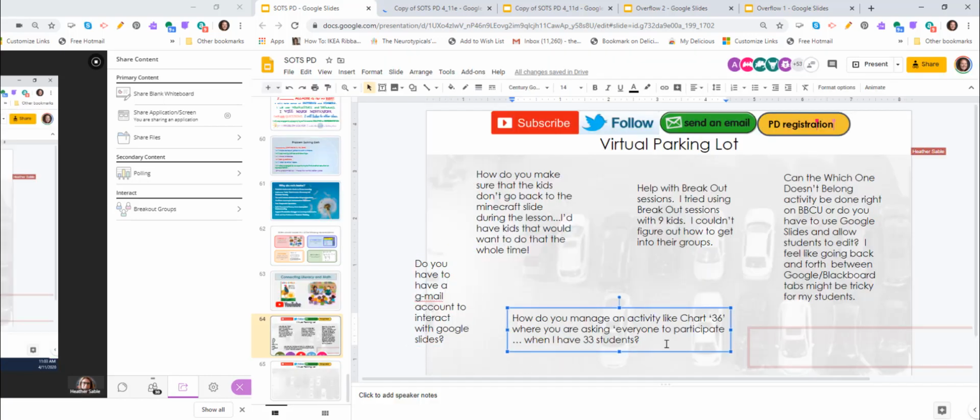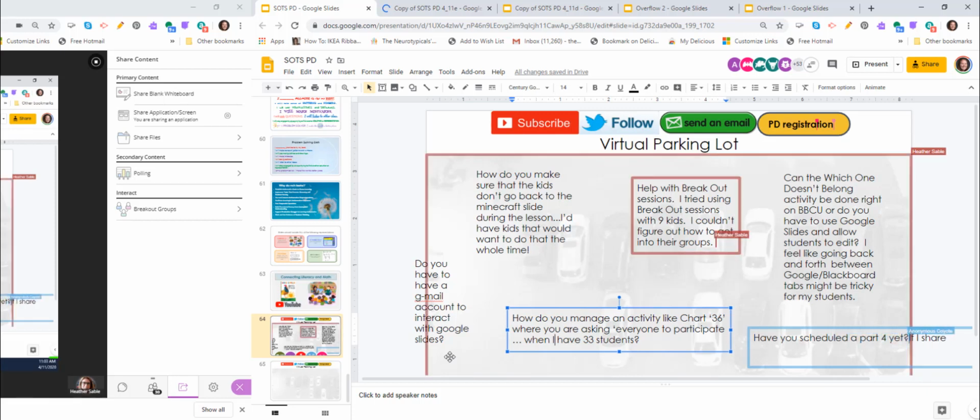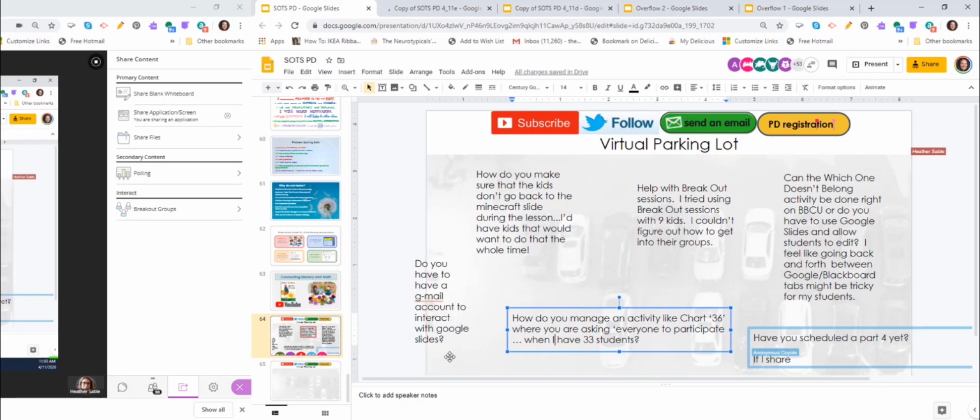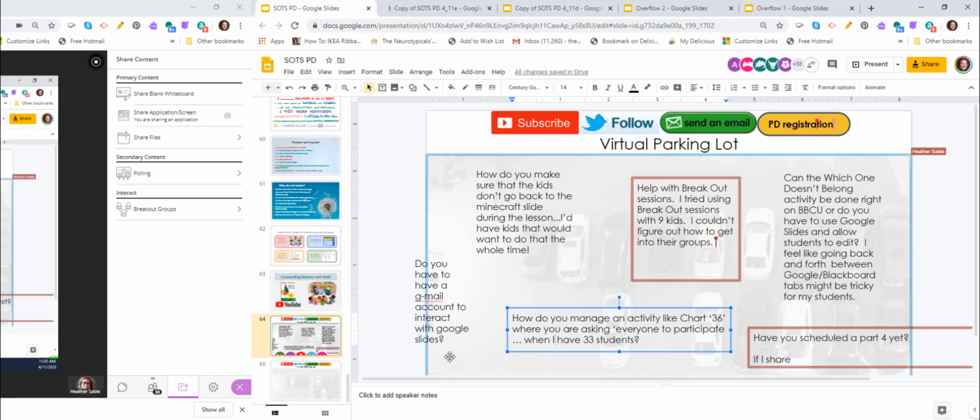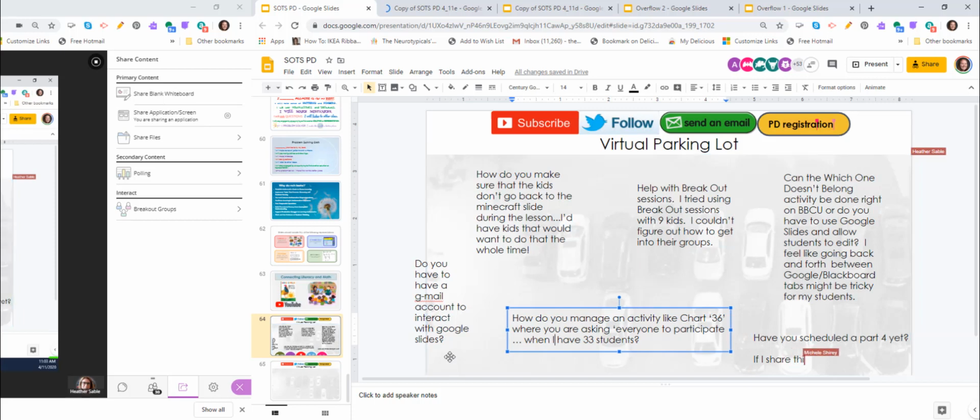How do you manage an activity like Chart 36 where you have everyone participate and I have 33 students? In this class, I have 30. In others, I've had as many as 75. Some tips that I do with large classes is I'll create duplicate slides, and I'll say if your birthday falls in the summer, use the first slide. If it's the spring, the second, the fall, the third, and the fourth winter. And that way I just kind of separate them out a little bit more.